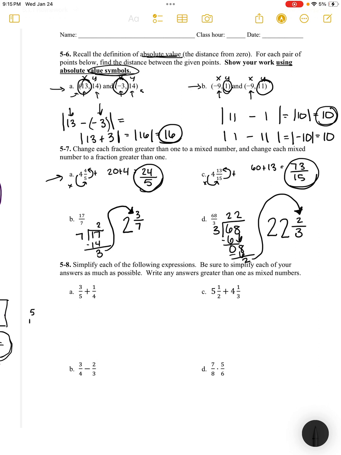5 and 4. Well, if I count by 5s: 5, 10, 15, 20. And then 4s: 4, 8, 12, 16, 20. 20 is my common denominator.